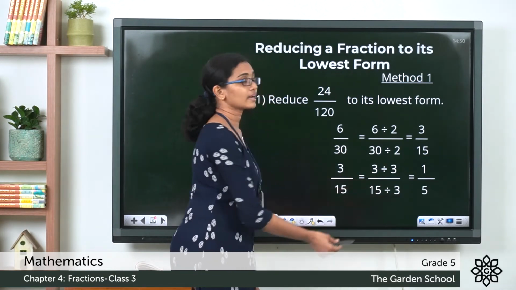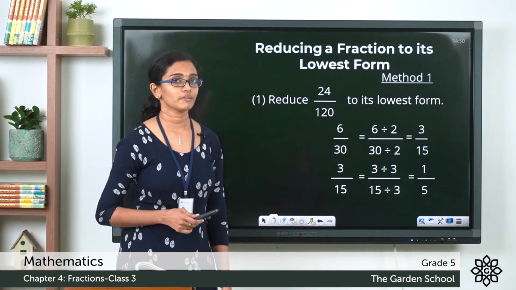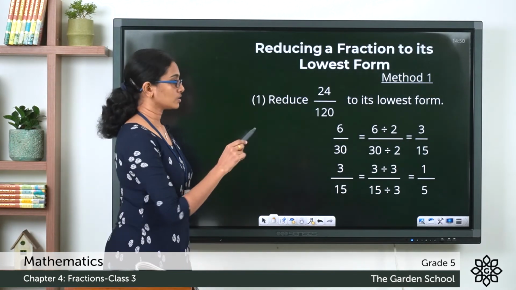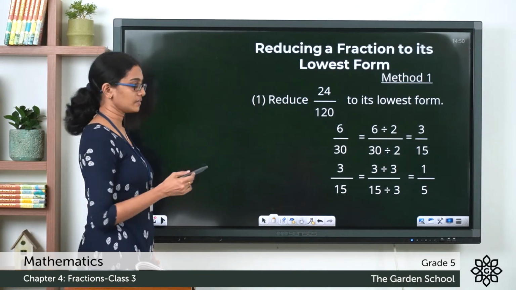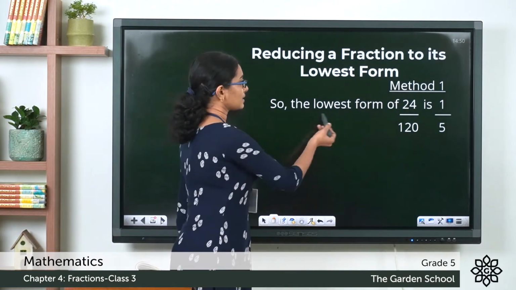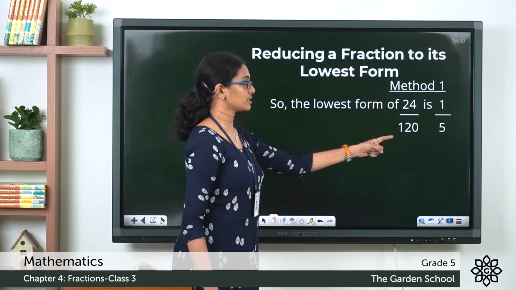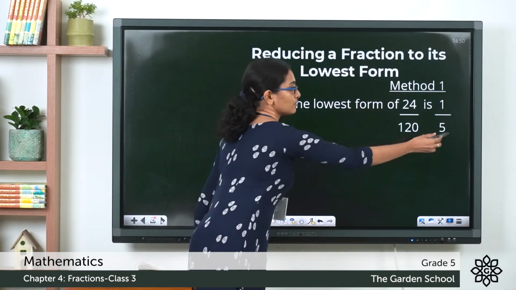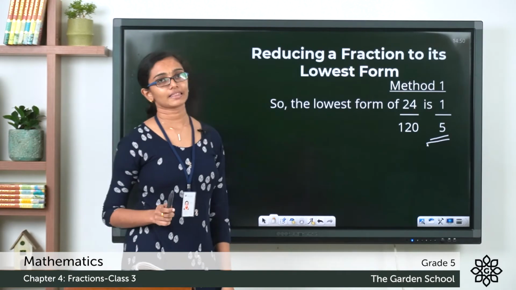Now, what about 1 and 5? Do they have any other common factor than 1? No. The only common factor for 1 and 5 is 1. So, there we stop the process and we get the lowest form of 24 by 120 is 1 by 5. That was with method 1.